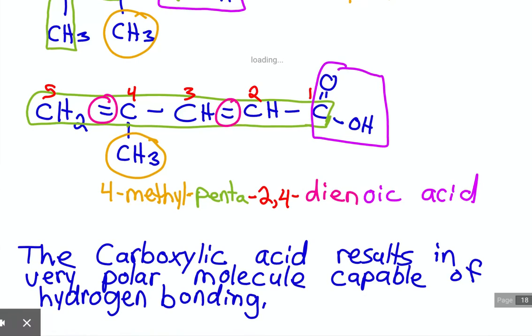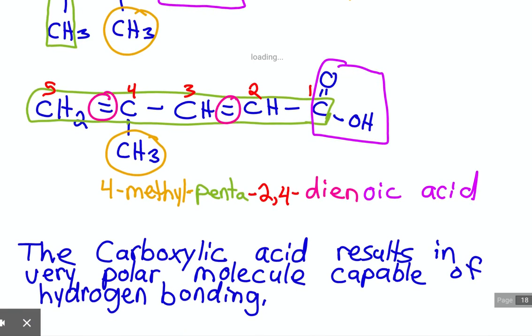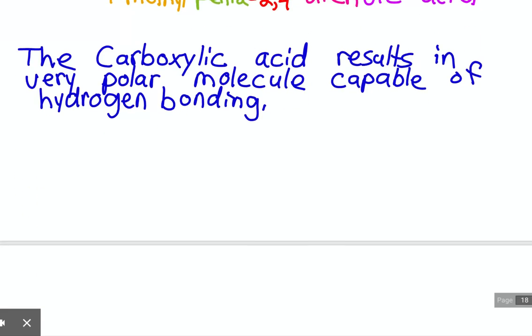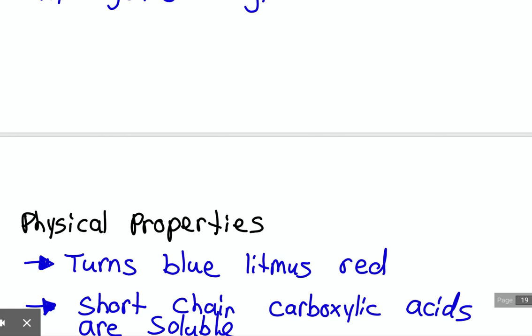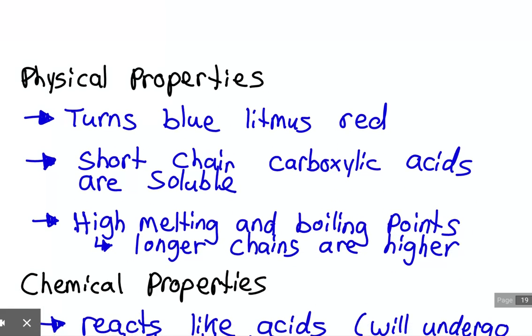All right, so the carboxylic acid, by adding this double bonded oxygen and a hydroxyl group, results in a very polar molecule capable of hydrogen bonding. Right, that hydroxyl allows for a lot of hydrogen bonding. So because of that, it has some very specific properties. Now, it's an acid, and so because it's an acid, it's going to turn blue litmus red, just like you've learned in previous chemistry classes.